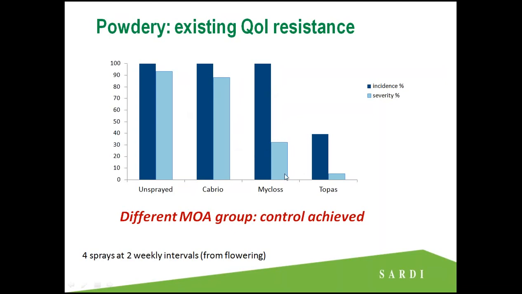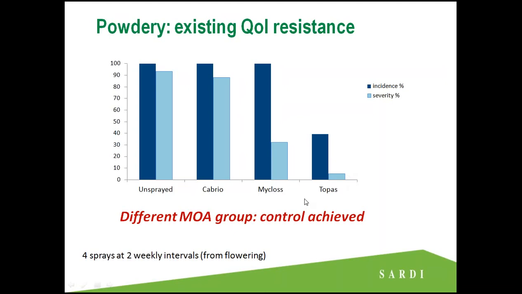Spraying with Myclos still had a lot of bunches with powdery, but a much lower severity. So here we could say, okay, Myclos did control those Cabrio-resistant isolates really well. Topaz, even better, so much less decrease in incidence and decrease in severity. So this just gives an indication that if you have a group that's got resistance to one mode of action, and you change to a different mode of action, you're getting control.